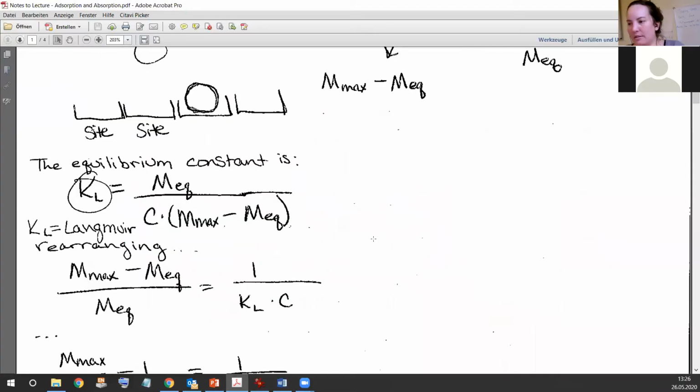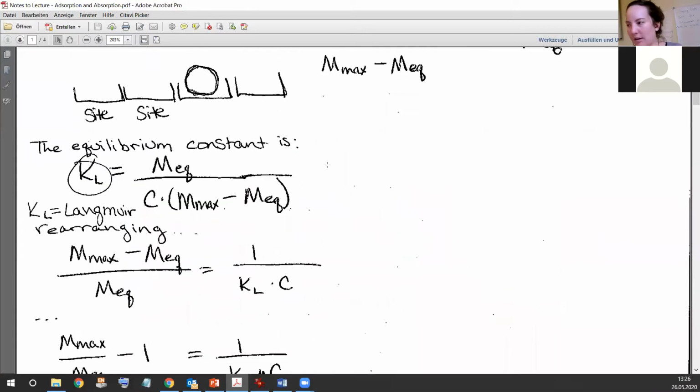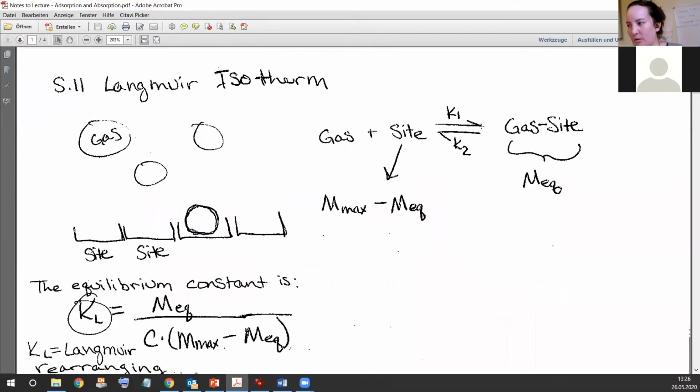Okay, so back to this isotherm which we derived. We have here the forward reaction and the reverse reaction. If we describe these in terms of a reaction rate based on the concentration, then the rate going backwards is proportional to M equilibrium. So here K_L, the Langmuir equilibrium constant, is equal to the reverse rate times the forward rate, which would be C, denoting the concentration of the gas, multiplied by the number of free sites, which is M max minus M equilibrium.